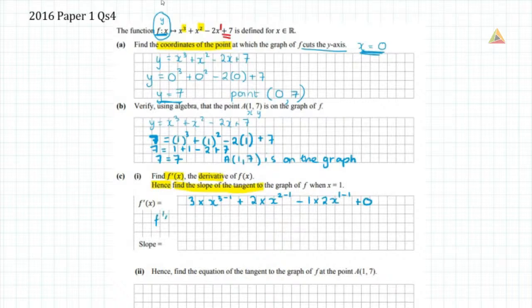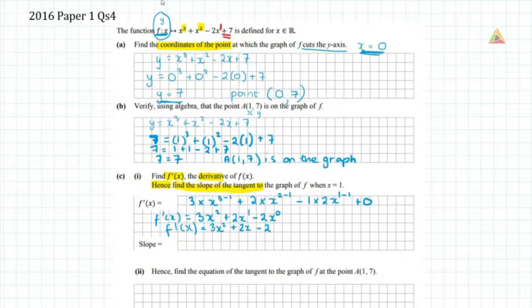So when I tidy this up, f dashed of x becomes 3x squared plus 2x to the 1 minus 2x to the 0. And we know when we tidy that up a little bit more, 3x squared stays as it is, x to the 1 changes to just an x, and x to the 0 is 1, so minus 2 times 1 is minus 2.